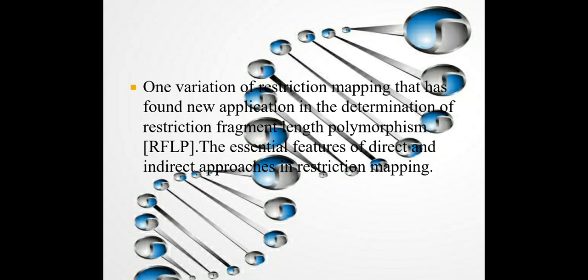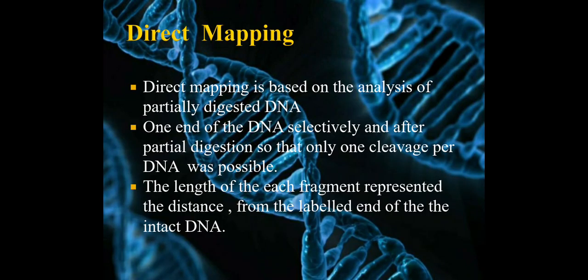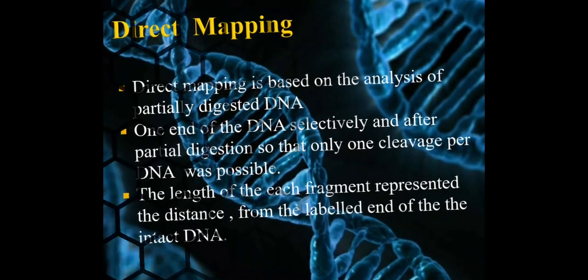The essential features of direct and indirect approaches in restriction mapping. First, we saw about direct mapping. Direct mapping is based on the analysis of partially digested DNA. One end of the DNA is labeled selectively and after partial digestion so that only one cleavage per DNA was possible. The length of each fragment represented the distance from the labeled end of the intact DNA.